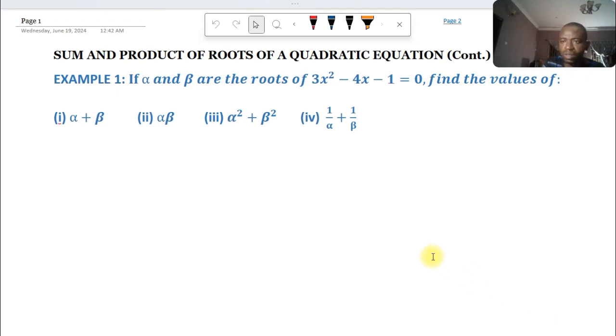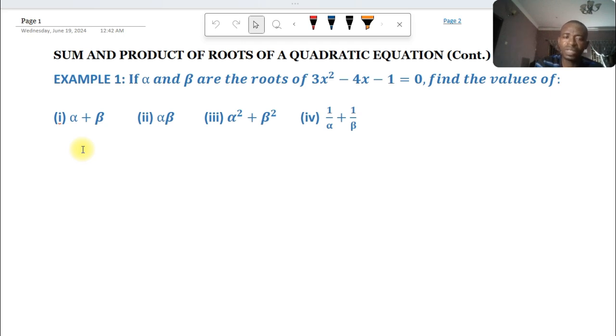All right, friends, it's good to be back here again, and I would like to continue from where we stopped. We are still on the topic sum and product of roots of a quadratic equation. As you can see on your screen, we have been given a particular equation, which is 3x squared minus 4x minus 1 equal to 0.